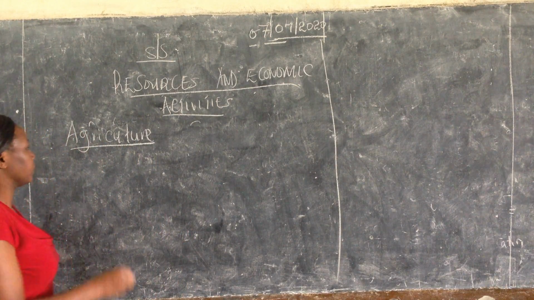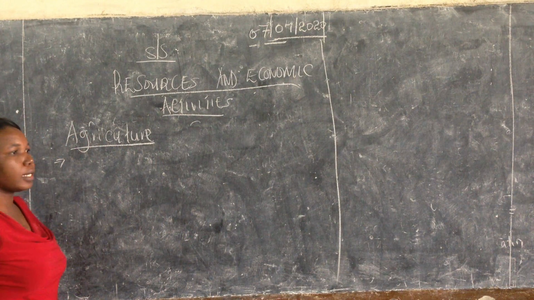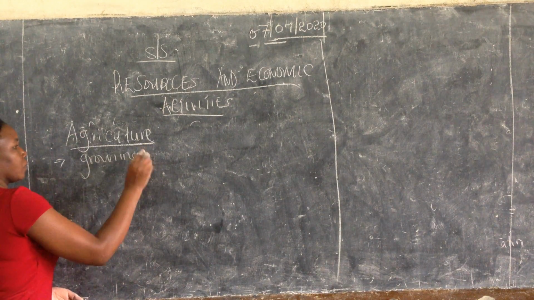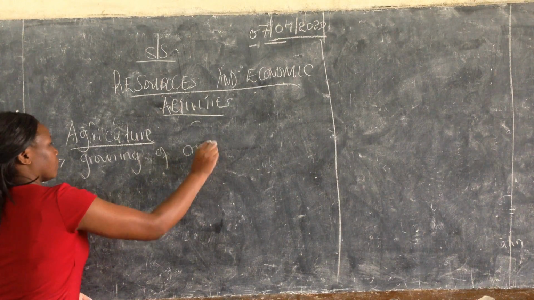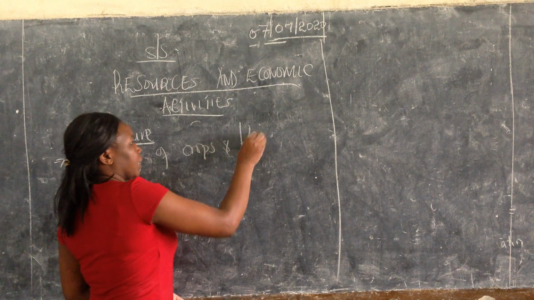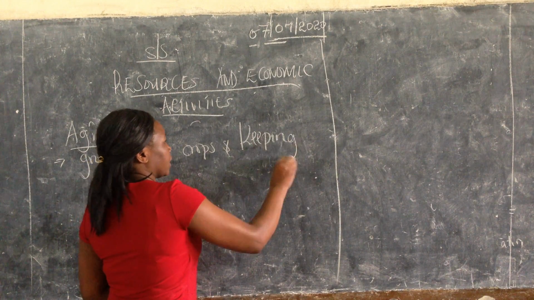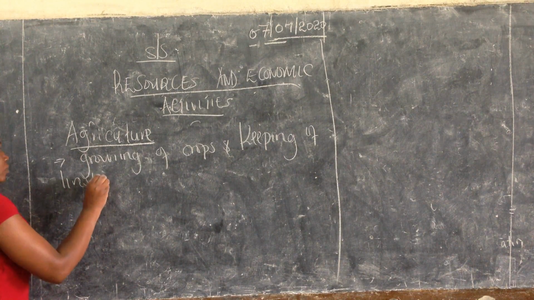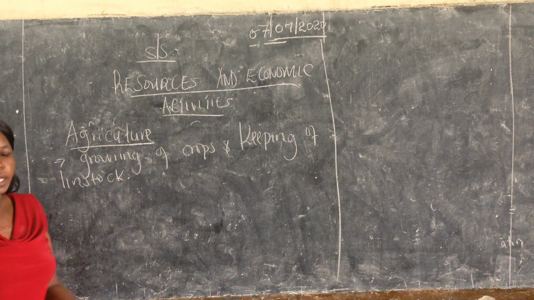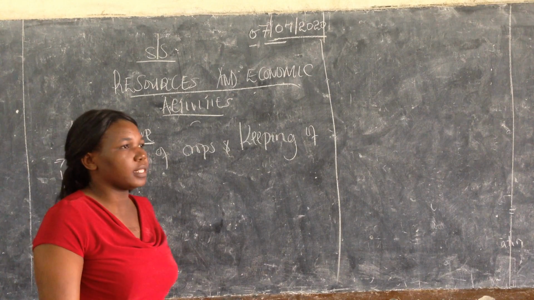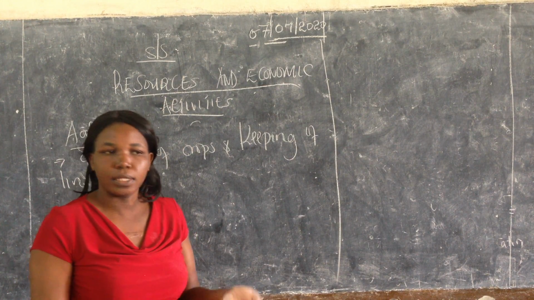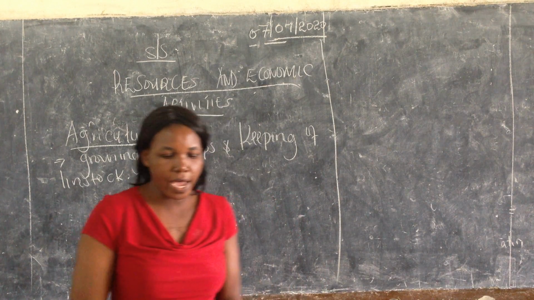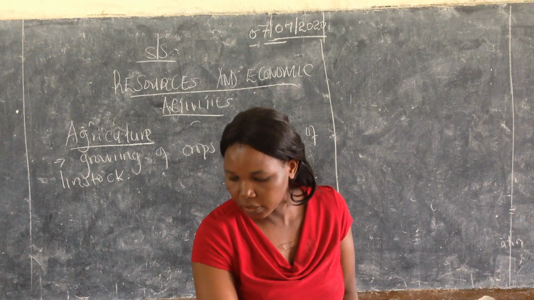So what is agriculture? Agriculture is the growing of crops and the keeping of livestock. And this is the main economic activity in the country.